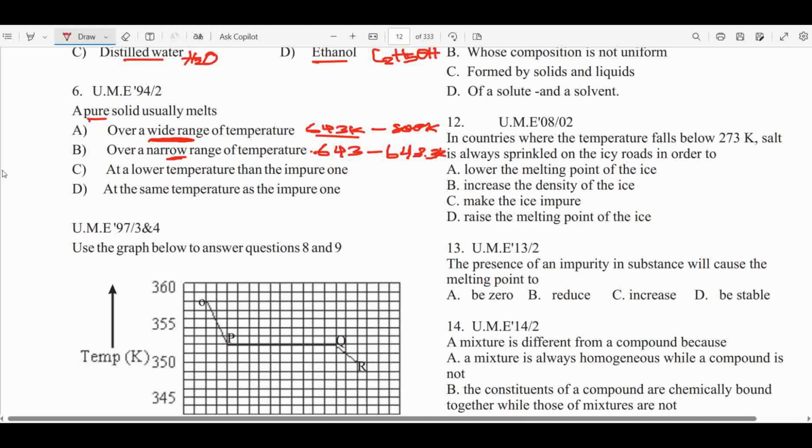Let's look at option C. It says at a lower temperature than the impure one, and at the same temperature as the impure one. So of course this is ruled out, because pure solid and impure solid do not melt at the same temperature. But what does impurity do to melting point? The presence of impurities lowers the melting point of a solid, and the impure solid usually melts over a wide range of temperature. So the presence of impurity would lower the temperature. For a pure solid, it will melt at a higher temperature than an impure one. So not a lower temperature, but a higher temperature. So the answer to this question therefore becomes option B.